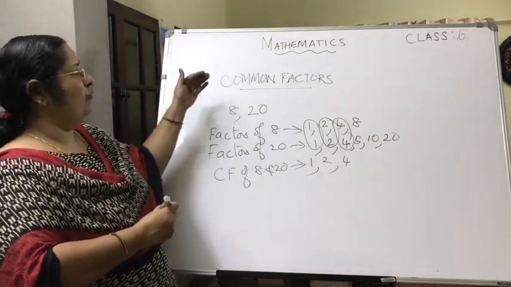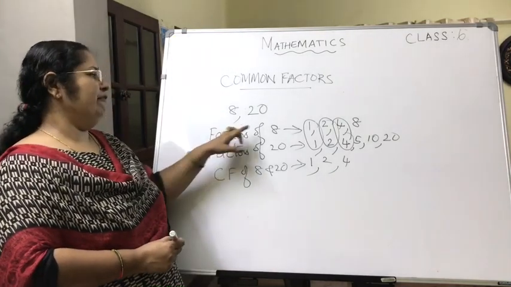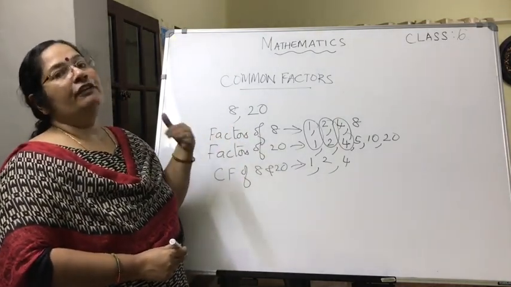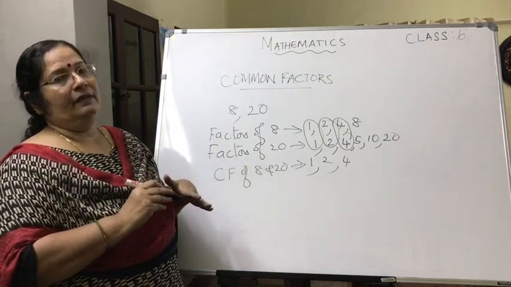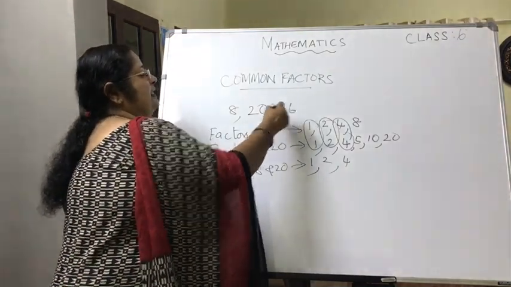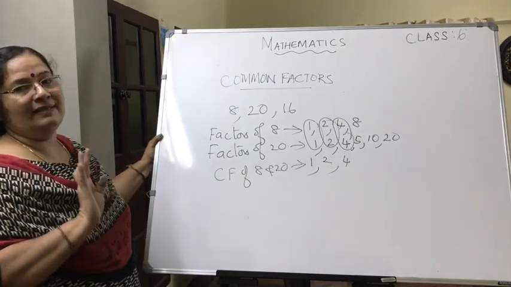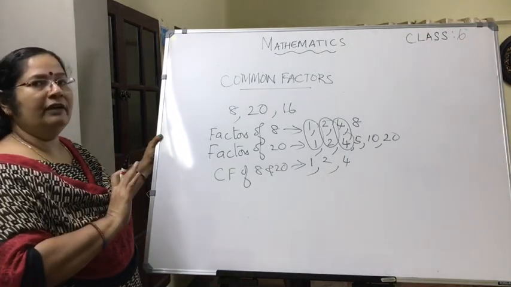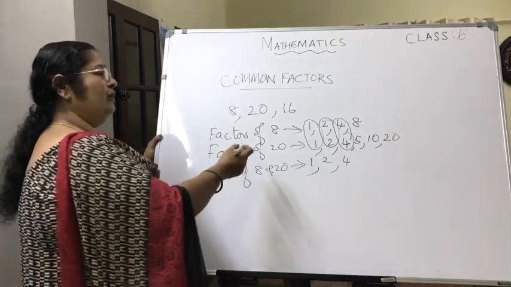So understood how to find the common factors? That is, you find separately the factors of each given number and then find which are common. Suppose one more number is given, say 16. So 8, 20 and 16. Now how will you find the common factors of all these three numbers? What will you do?